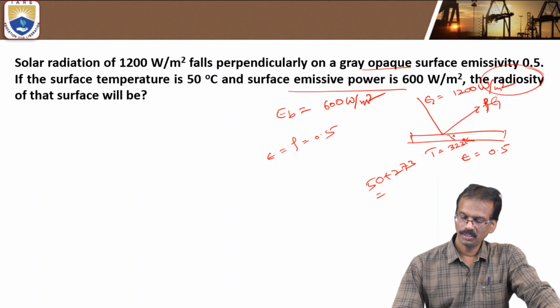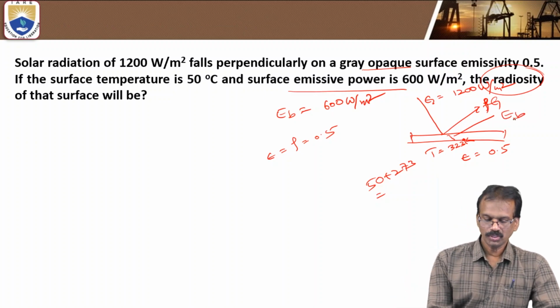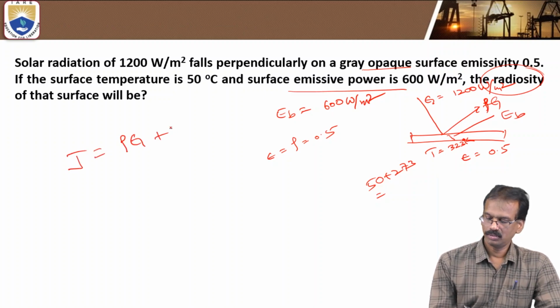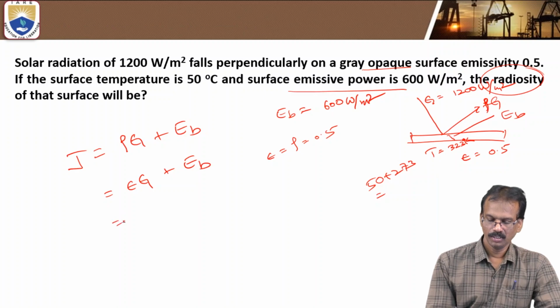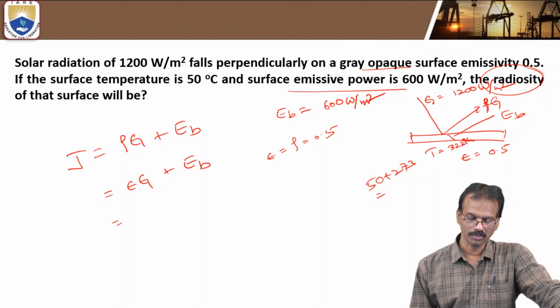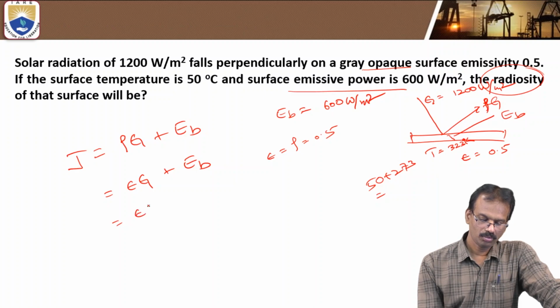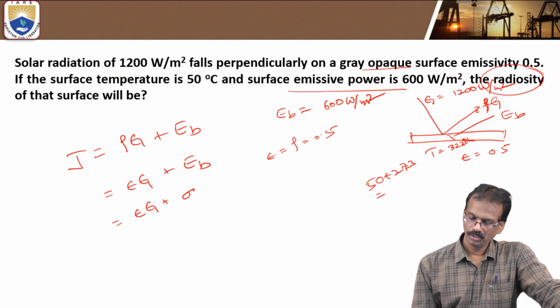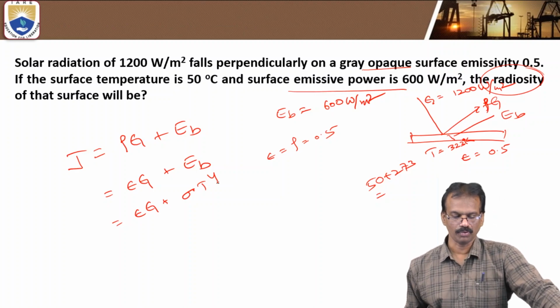and some portion will be emitted, EB. You know this one. So radiosity J is equal to, you know the formula, rho G plus EB. You know that rho is nothing but epsilon, so epsilon G plus EB. You know the formula for EB, the emissive power of a black body, is sigma into T to the power of 4. So this is the formula.